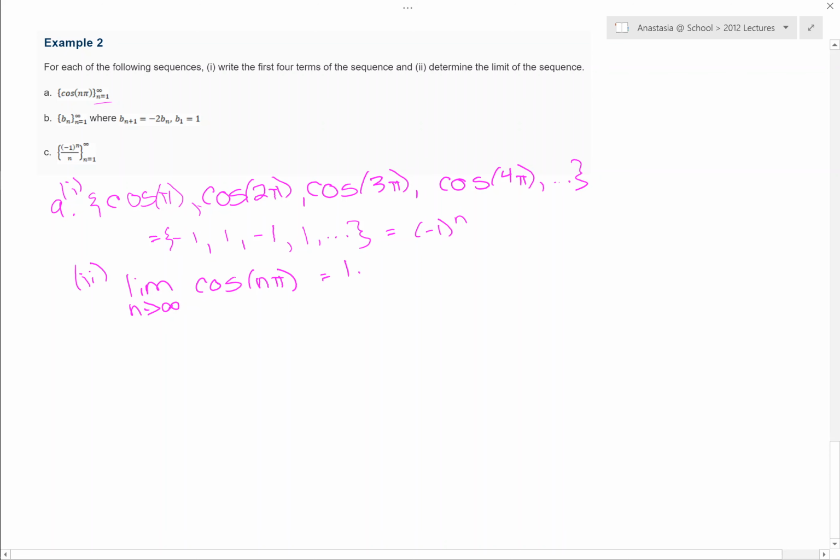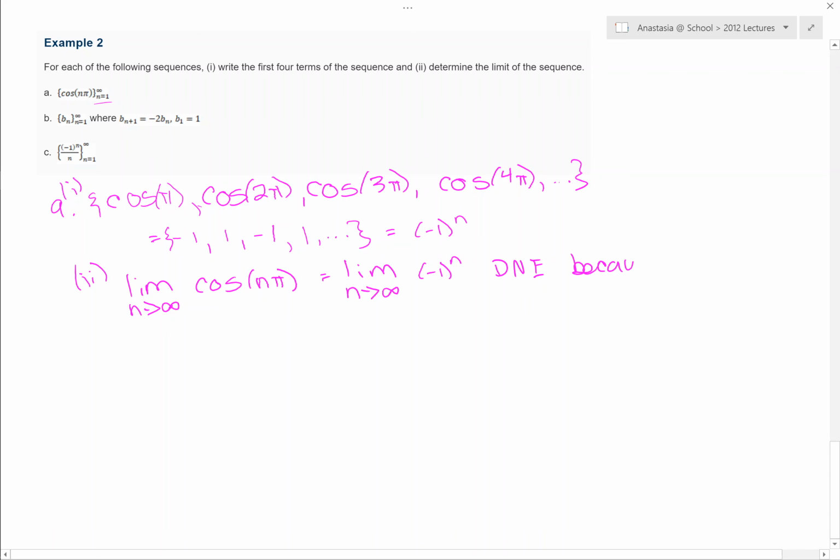So if we think of it that way, then we need to evaluate the limit as n goes to infinity of negative 1 to the n. But that doesn't converge to anything because it's always going to be alternating between negative 1 and 1. So we can simply write DNE or does not exist.